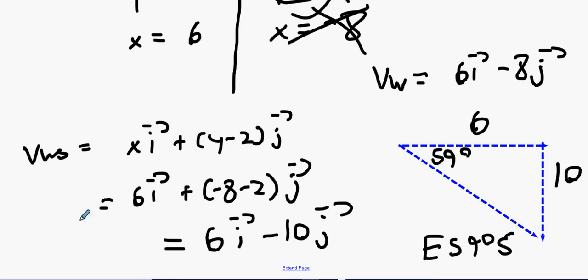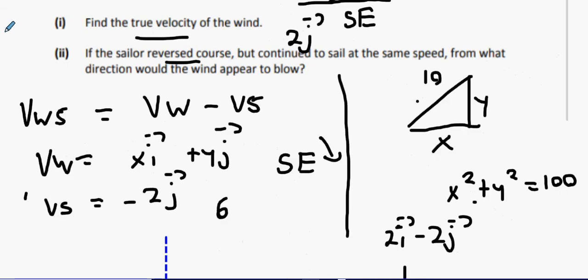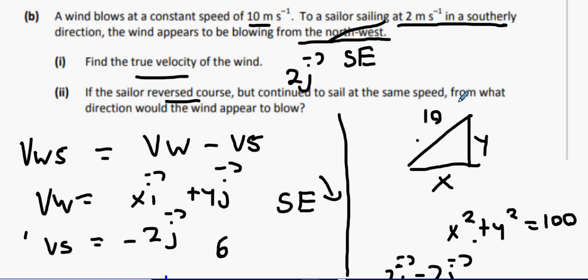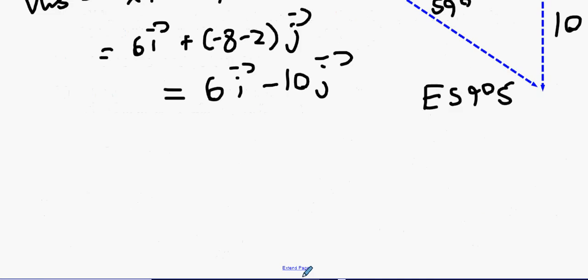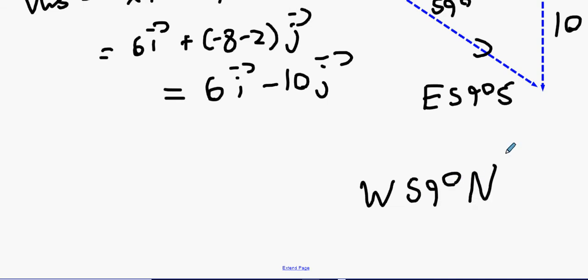But if you reread the question one last time, from what direction? Not what direction, from what direction? One word. So every single time you complete an applied maths question, if you have time, reread the question from start to finish. I do this all the time. So actually what you are looking for is west 59 degrees north. And that's a pain to have that at the end.